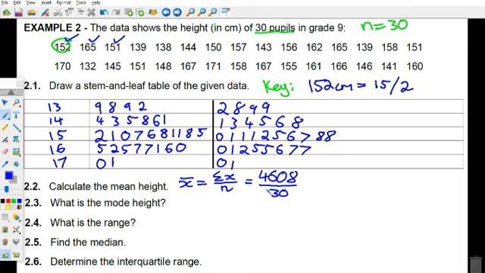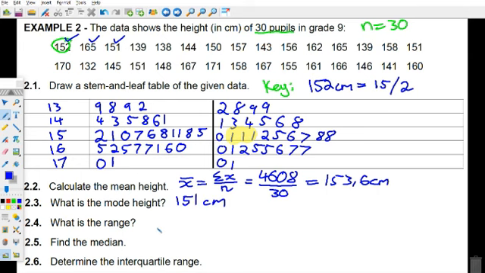Okay. So we take 4608 divided by 30. Okay. 153.6. Now they asked the mean height. What are we missing here? Yes, my unit, because now we've given specifically what it is. So it is centimeters. All right, so what is the mode height? What height occurs the most? So let's look at our leaves. 151. I thought you said 141. Sorry. So it is 151 centimeters.